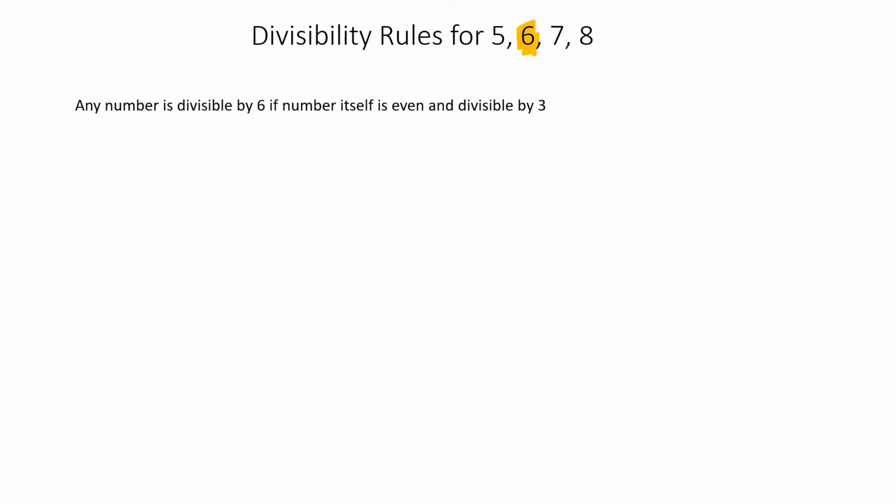There you go. So, any number is divisible by 6 if the number itself is even and divisible by 3. I shouldn't have said either, because it really isn't either/or, it's and, which means in this case that it has to be even and divisible by 3. If it's not both, then it's not divisible by 6.